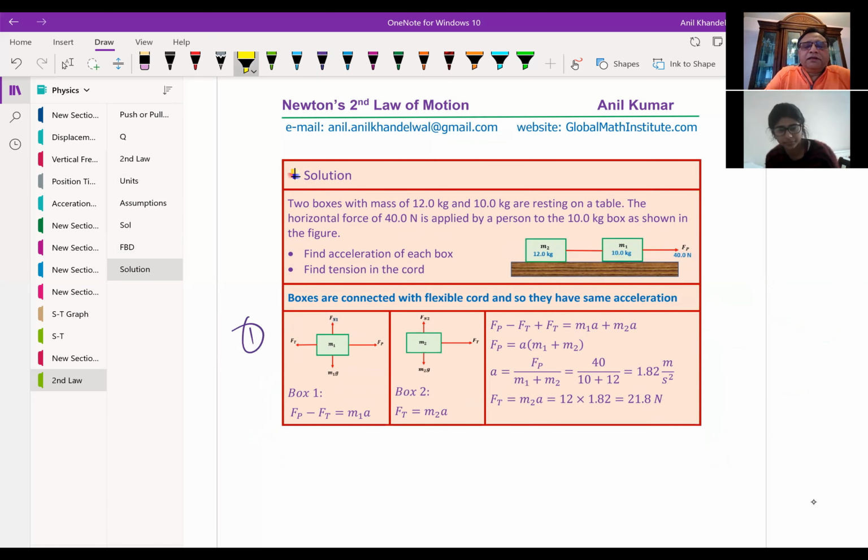So in box number 1, clearly we have Fp, which is the right side move, and Ft is the tension on the left side. Since the object is moving, we know that Fp, that is going to pull it, is greater than the tension, and therefore it moves. And from the second law, we know that that should be equal to ma. Since the mass of this first box is m1, I have written Fp minus Ft equals m1a. Clear? Yeah. Very simple, right? Second box. In the second box, it is the tension which is pulling it. And therefore, that tension should be equal to m2 into a. Very simple.